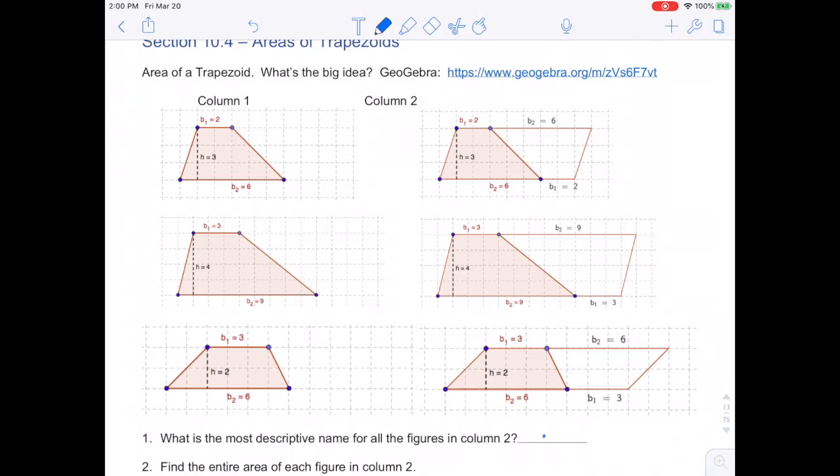So if we go into our notes here, what you need to notice is in column 2, all those figures are parallelograms. Therefore, we can find the areas by just doing base times height. The important concept, though, is to realize that the base of that parallelogram comes from the two different bases of the trapezoids, the upper base and the lower base. Therefore, the area of this parallelogram is going to be 8 times 3, which equals 24 square units. I'll now repeat this process for the next two parallelograms.